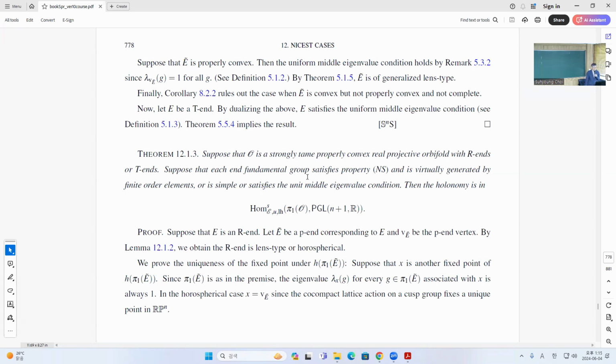So Theorem 12.1.3 is that if you have a strongly tamed properly convex orbifold with R^n or T^n ends, suppose it satisfies property NS and is virtually generated by finite order elements, or is simple, or satisfies the unit eigenvalue condition, then the holonomy is actually here. So you can put in the U here, because we know these are all R-ends that are lens-shaped or horospherical. And the horospherical case, of course, you can easily see that the endpoint is unique, because the cusp group fixes a unique point in RP^n.